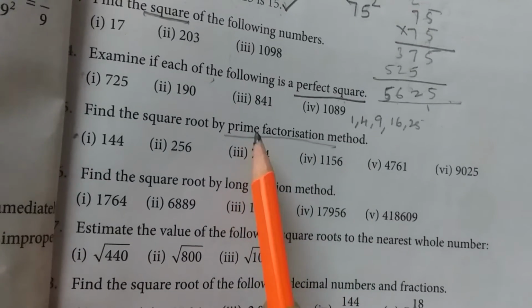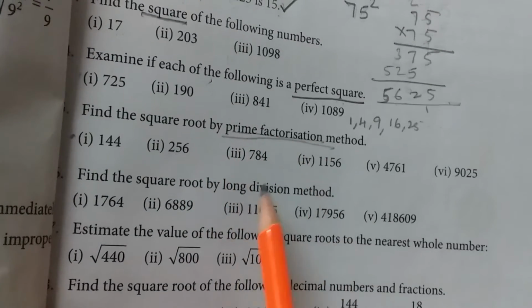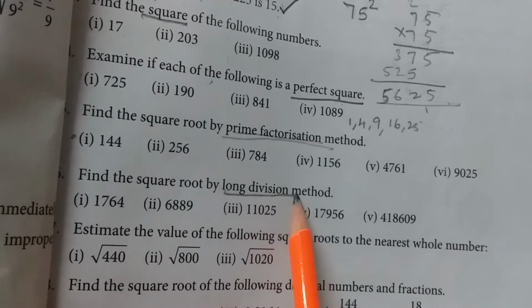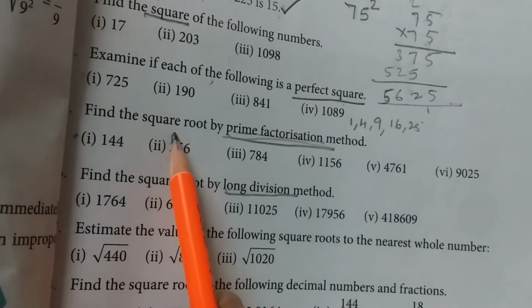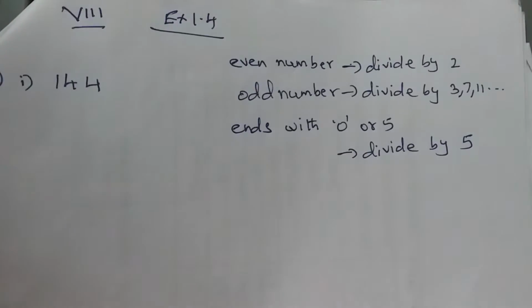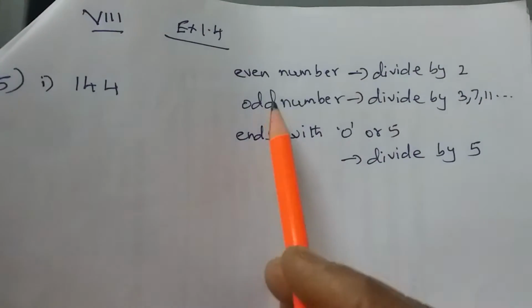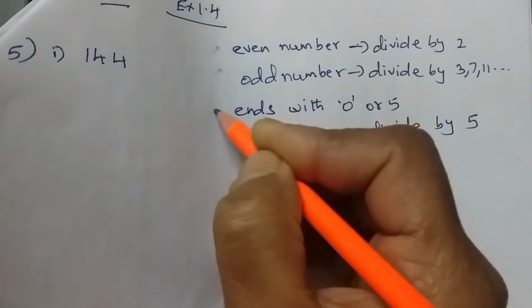We know there are two methods to find the square root. One is prime factorization, another one is the long division. Now first we'll see the prime factorization method to find the square root, and the first number is 144. For this we must be thorough with prime factorization first. There are three simple points to remember to do the prime factorization.